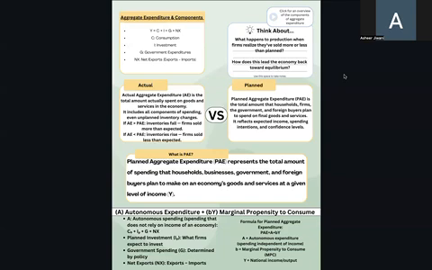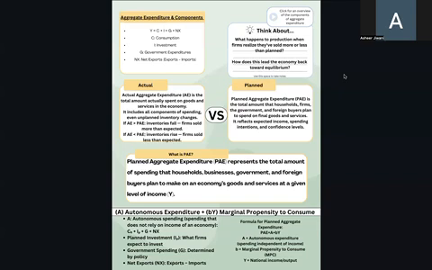PAE equals A plus BY. So the equation basically shows that the planned spending depends on two parts, that being autonomous expenditure and the marginal propensity to consume, which is going to be the amount of spending that changes based on income changes. So, autonomous expenditure is going to be this spending that occurs no matter what the income is.